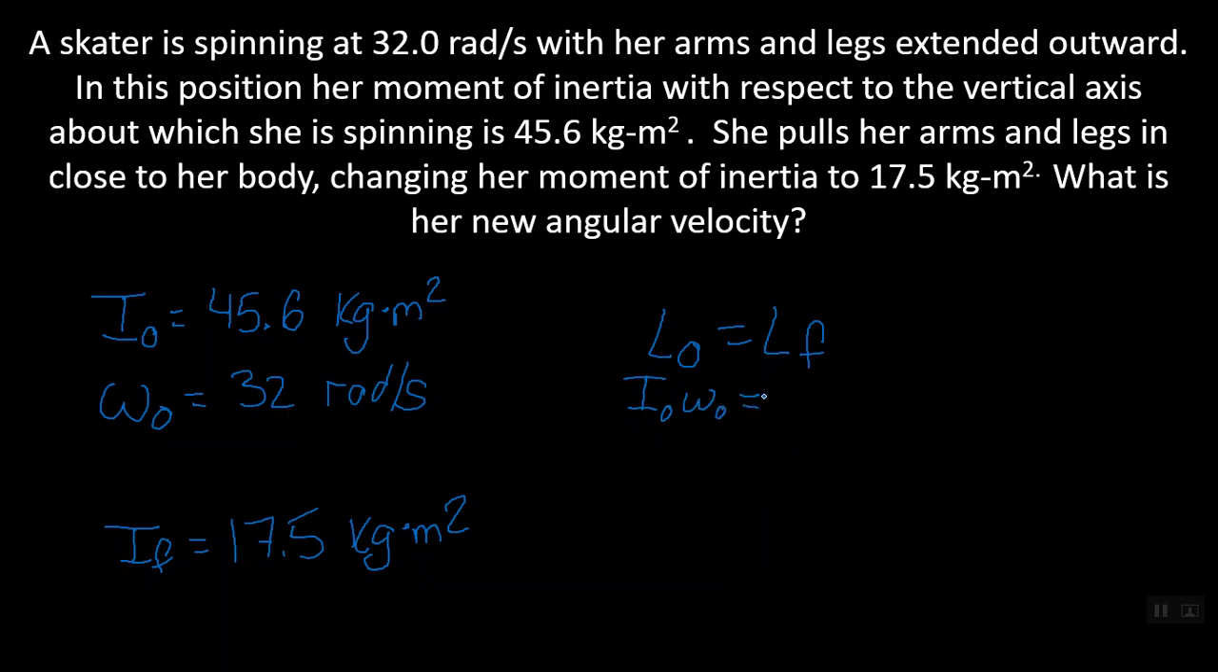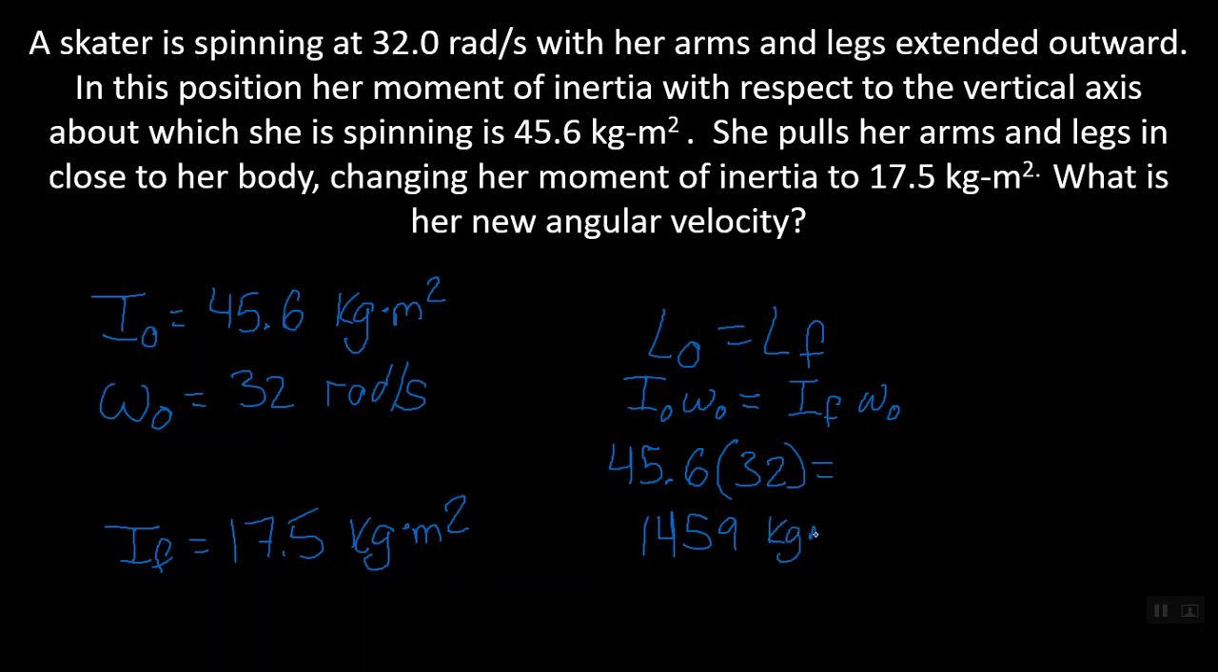I just want to do a quick check of the units: radians, kilograms, meters. That's good. So she initially has a moment of inertia of 45.6 kilogram meters squared, moving at 32 radians per second. So we're going to get an initial angular momentum of around 1,459 kilogram meters squared per second.